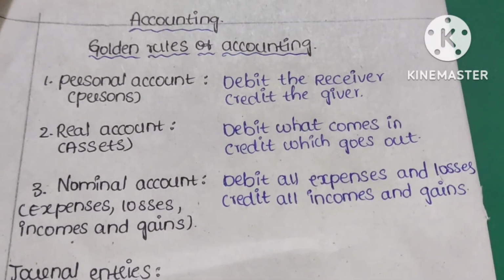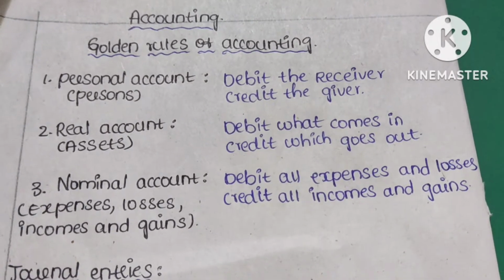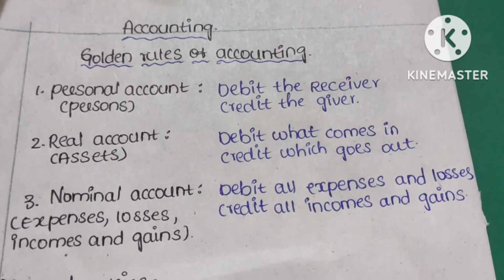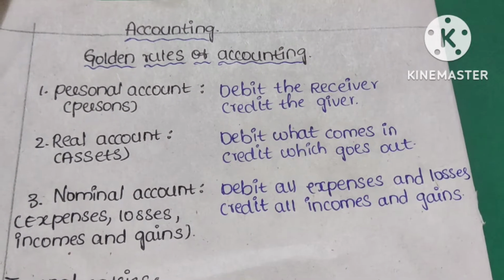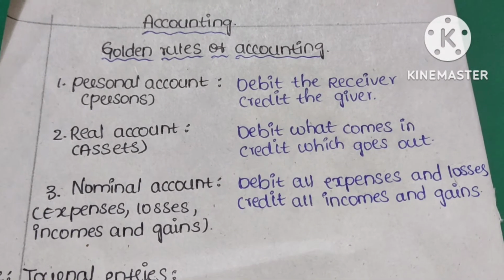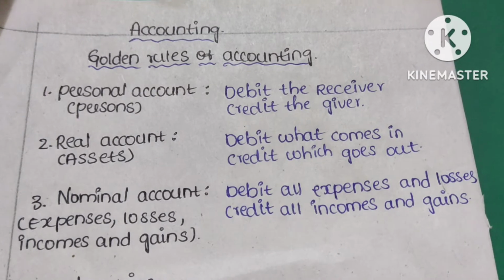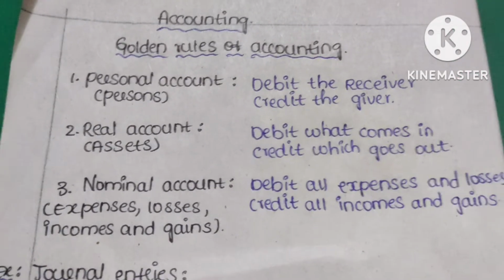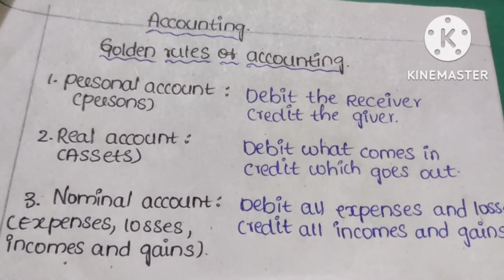In this video, I am doing the golden rules of accounting and journal entries. These two are very important for accountancy friends. Journal entries are the primary book of accountancy, and the whole of accountancy depends on the golden rules of accounting. So these rules are the foundation of accounting. This is the first thing we have to remember.